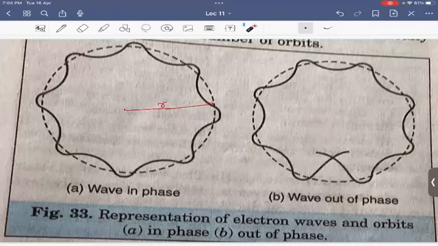If the two ends of the wave meet to give a regular series of crests and troughs, then the wave is said to be in phase. If the two ends do not meet to give a regular series of crests and troughs, it is said to be out of phase. As evident from this figure, for wave motion to be continuously in phase, the circumference of the circular orbit must be an integral multiple of the wavelength. Otherwise the waves would interfere destructively, cancel each other and thus destroy themselves. Therefore, by considering the electron as a wave, we automatically impose a limit on the number of orbits.